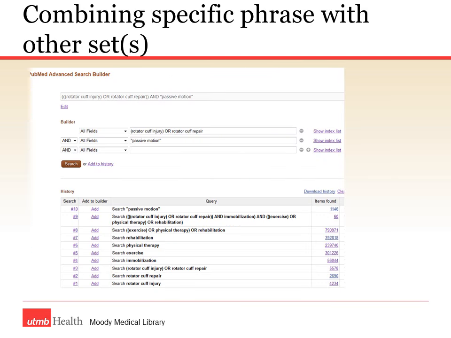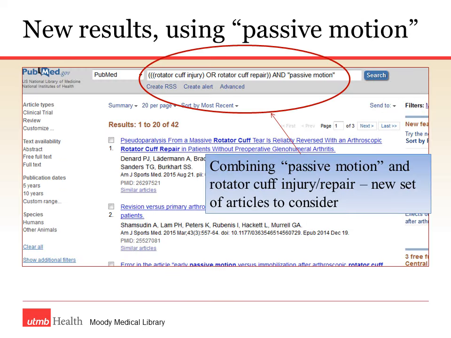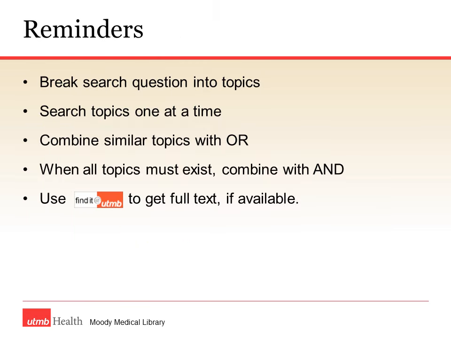Here's my set of search results. If you notice, I've got 1,140 some odd articles. I can combine that with rotator cuff injury to get a totally new set of articles. And here's my set of only 42 that I can consider using exact quotation, exactly found passive motion.